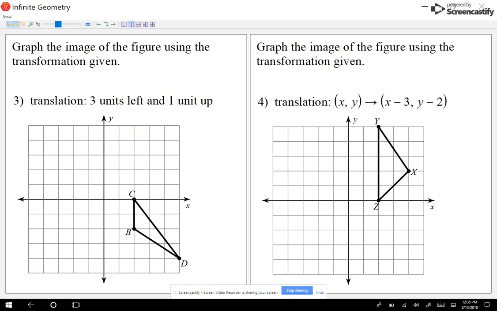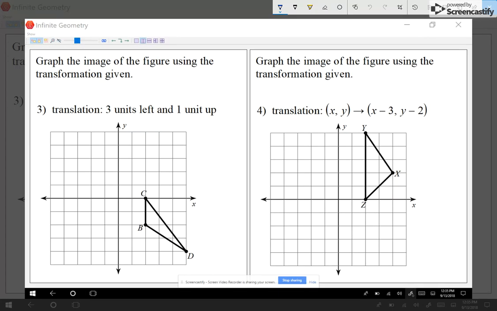All right. Now looking at this one, on the quiz I'm gonna ask you guys to graph the image, but on my example 3, I'm using words. I'm saying 3 units to the left and 1 unit up. So move each of the corners. I'm looking at my corner C. Let me go 3 to the left, 1 up. That gives me my corner C prime.